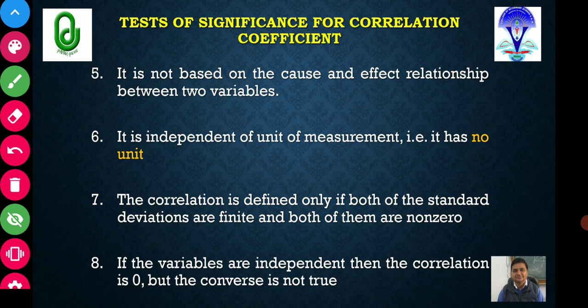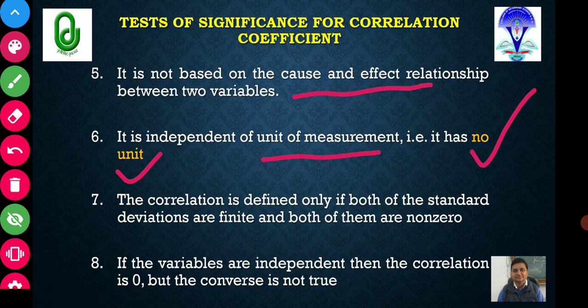Now, it is not based on the cause and effect relationship. We have already discussed this. It is independent of unit of measurement. This is also a very important point, because this correlation coefficient does not have any unit. You will see the regression coefficient has a unit, whereas this correlation coefficient has no unit.